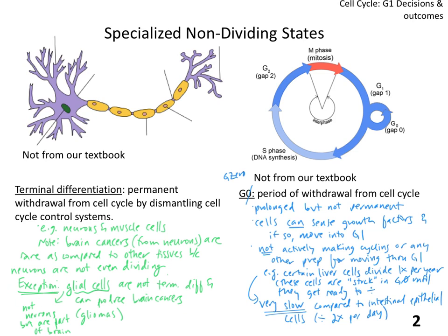One exception is glial cells. Glial cells are not neurons, but they are part of the brain. And glial cells are not terminally differentiated, and they can produce brain cancers, which are called gliomas.